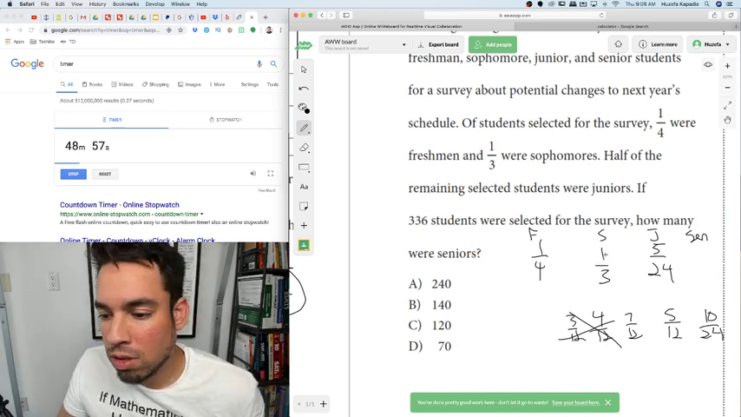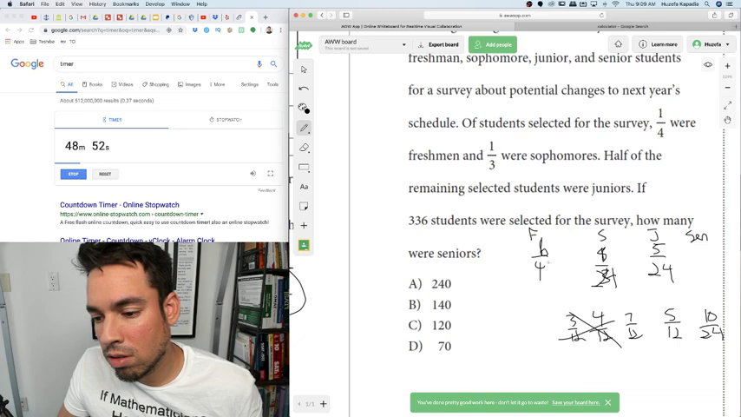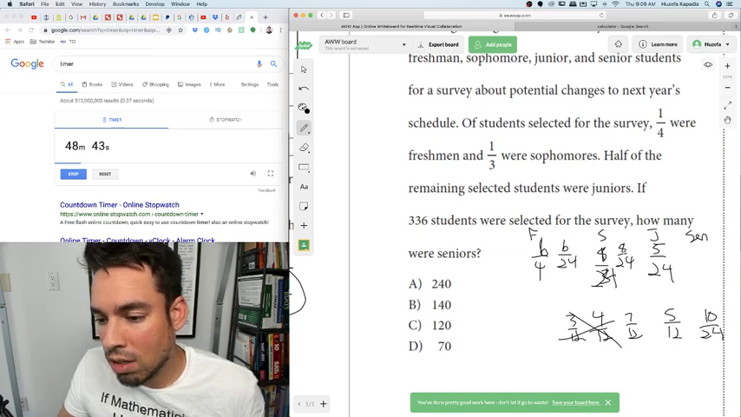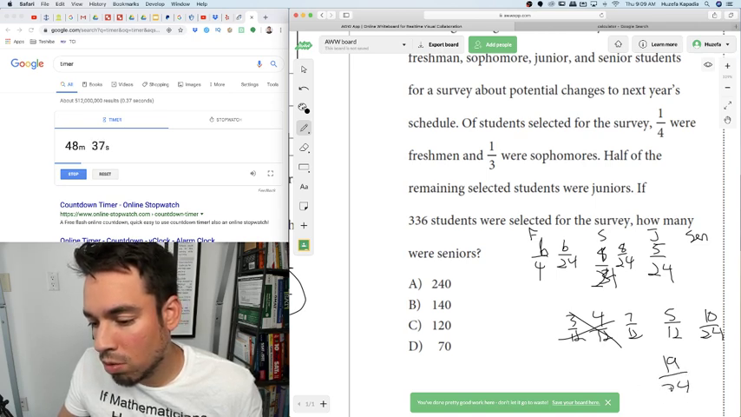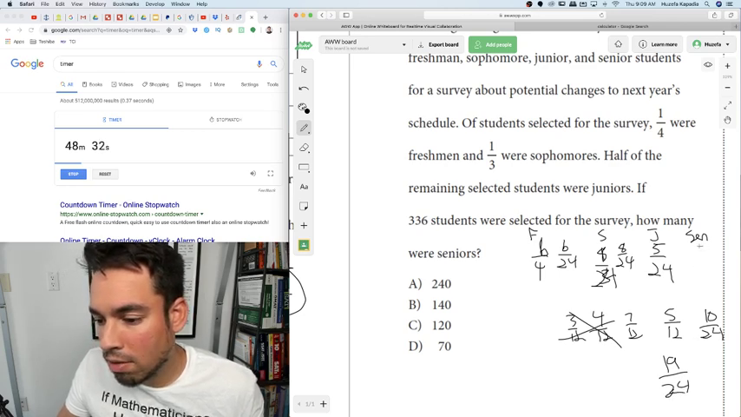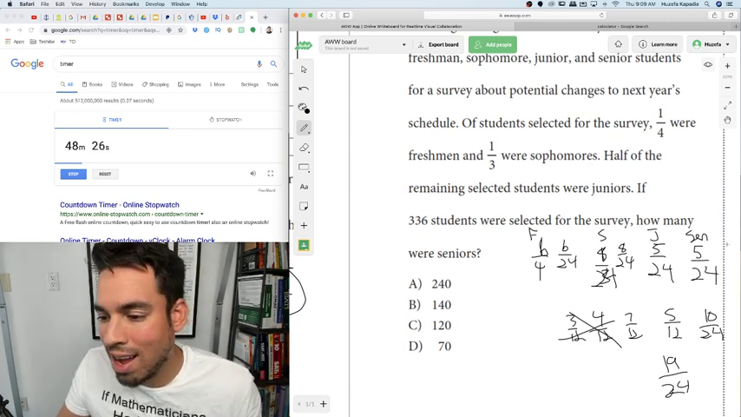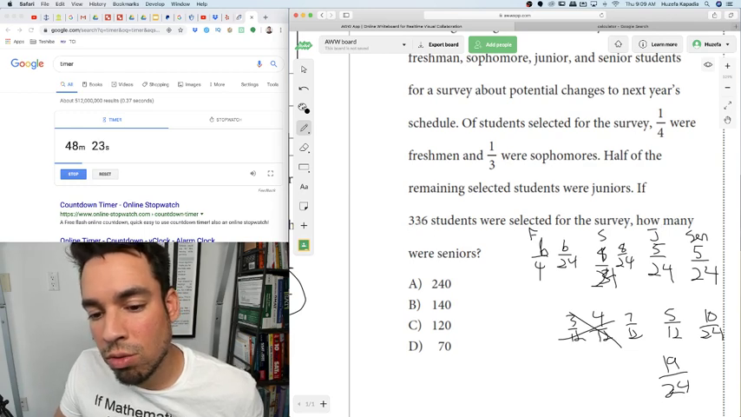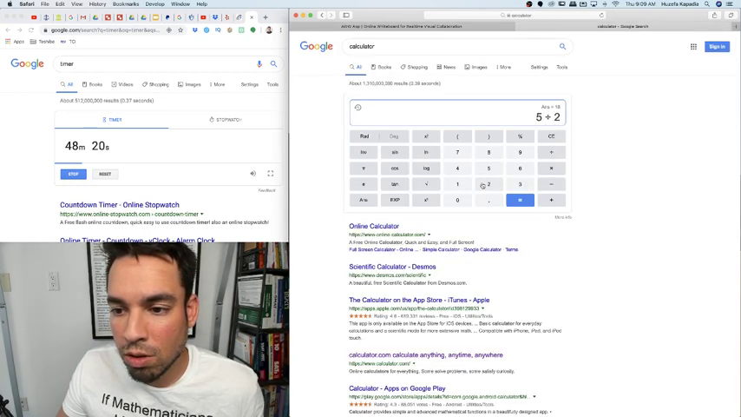Let's make these all 24ths. Let's make this 8 24ths. Let's make this 6 24ths. So 6, 14 plus 5 is 19 24ths, which means the seniors are also 5 24ths. Obviously it's also 5 24ths because they're equivalent, they're half. So then how many seniors? We do 5 24ths times 336. 5 times 336 is 70.